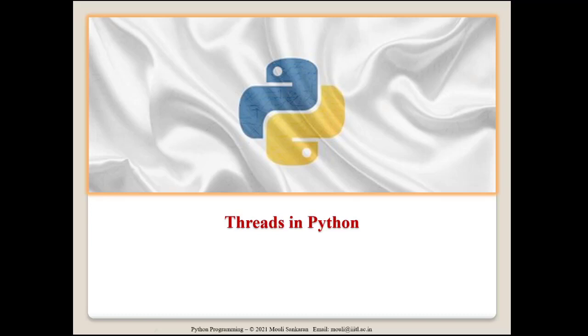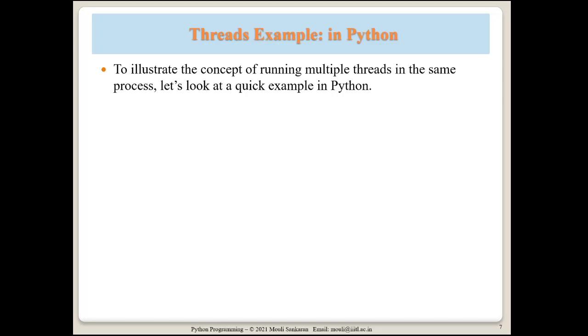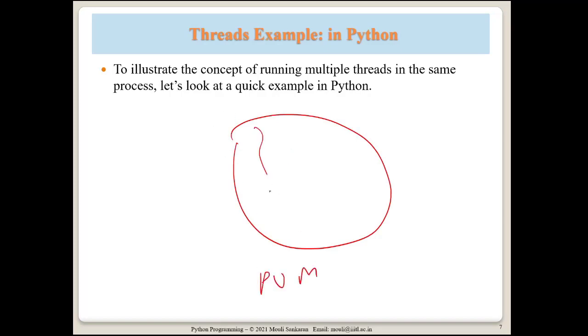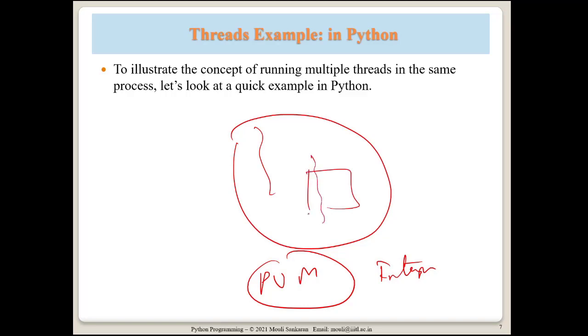Now let us talk about threads in Python. Now what are threads here? We know that the PVM is what runs our Python code, and the PVM is nothing but an interpreter, which understands the byte code and thereby your Python code. So when we run a Python program, a process is created which includes this interpreter, and the Python program is executing in it.